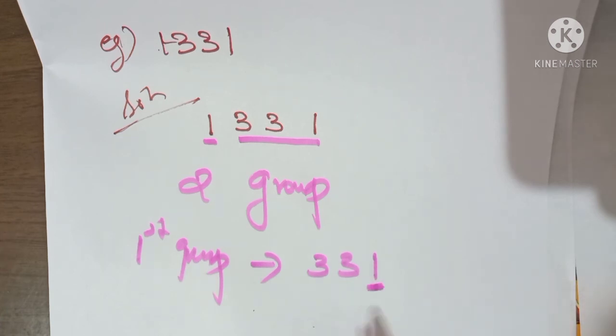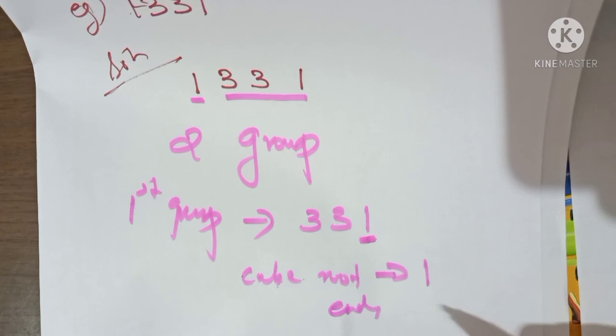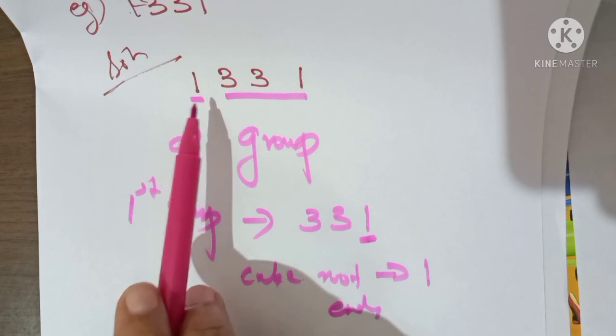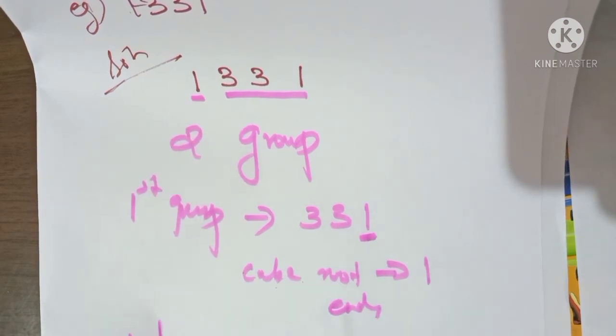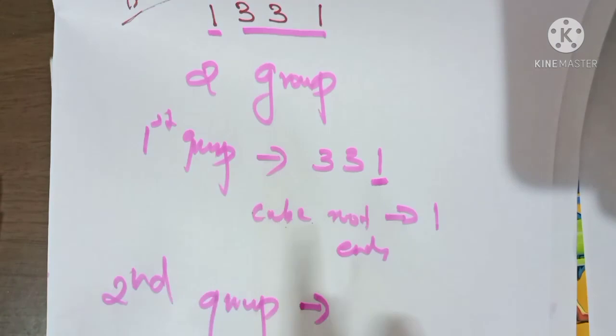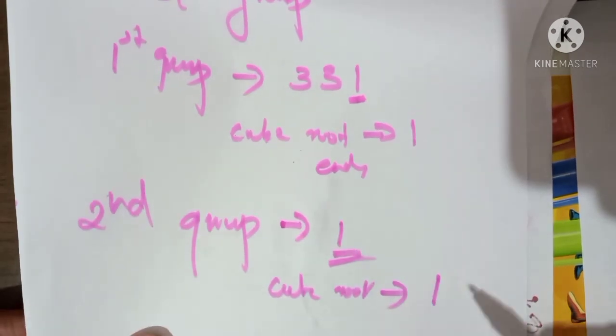So the cube root ends in 1. 1 into 1 is 1, right? So in the first group, the cube root ends in 1. Now take the second group. Here there is only one digit, and it is 1. So here also the cube root will be 1.